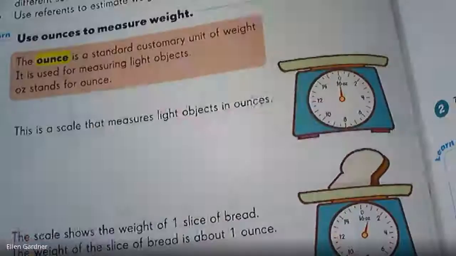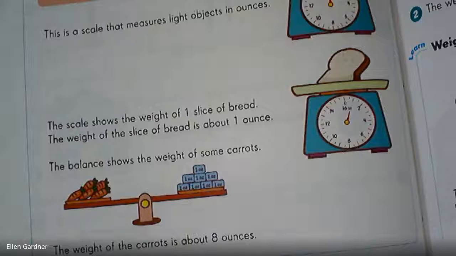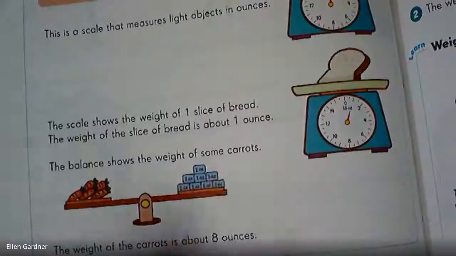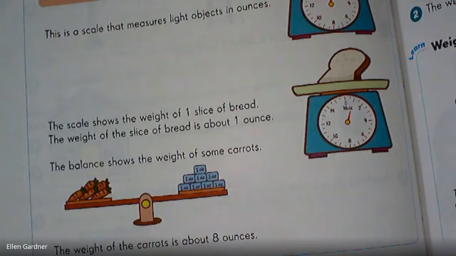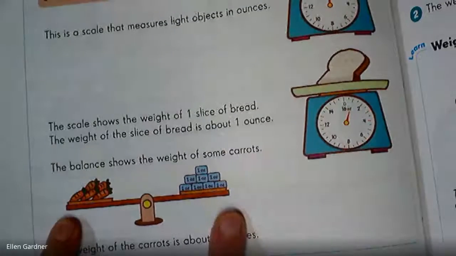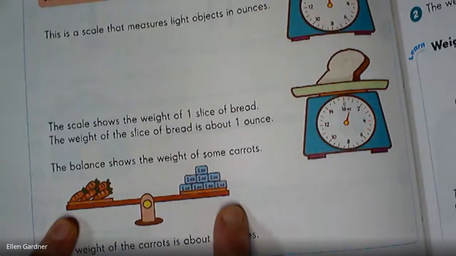Hey, Rashi, can you read this part too? Okay. The scale shows the weight of one slice of bread. The weight of the slice of bread is about 1 ounce. Excellent. So yes, keep going. The balance shows the weight of some carrots. Nice. Can you count up how many ounces there are? Everyone help her out. How many ounces do you see? 8. Good. This is what they call a balance, but it's actually often called a scale as well.